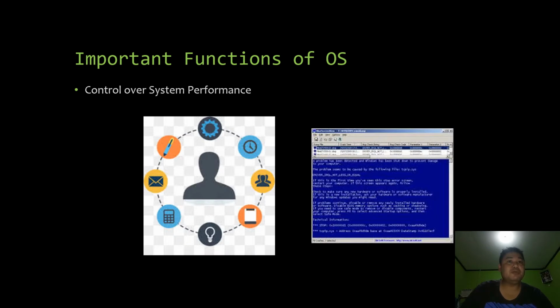Another important function of operating system is the control over system performance. So this is a basis of how your computer will perform. Like for example, a newer computer is much faster compared to the old computer. Why is that? Because over time, files are being populated on your storage devices. Without control over system performance, there will be no management of memory to initiate the speed of the computer inside your operating system.